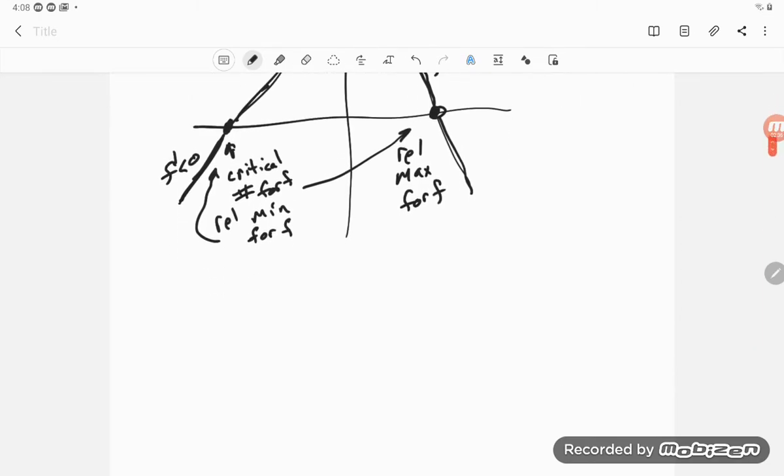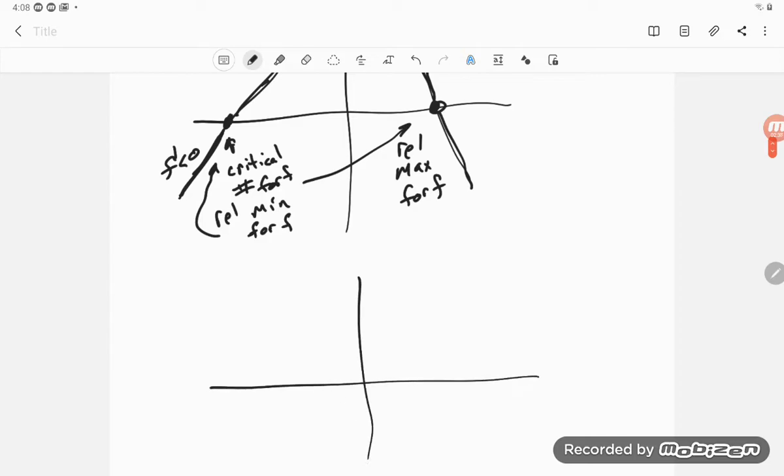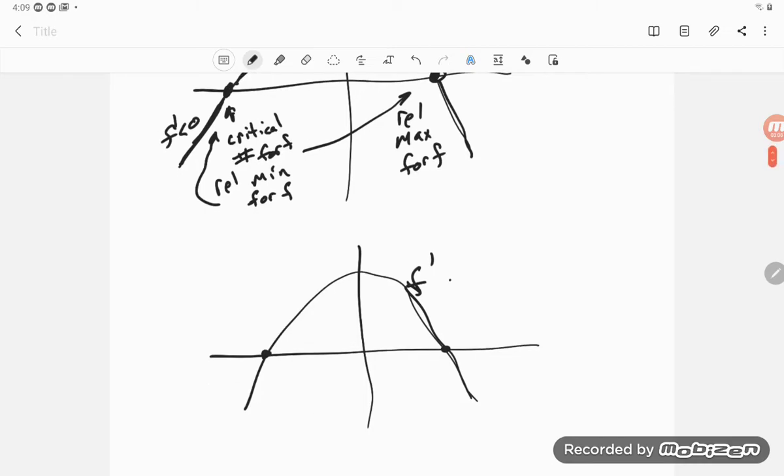So now I've made those notes, I'm going to redraw this thing. I did something like this, and this is f prime. Critical numbers right there. Now, they could be anywhere. What I need is a relative min here and a relative max there, but I don't know where they go. So I can make them both positive, I can make them both negative, or I can make one negative and the other one positive.